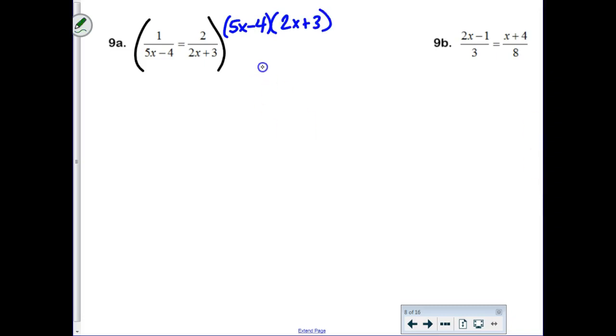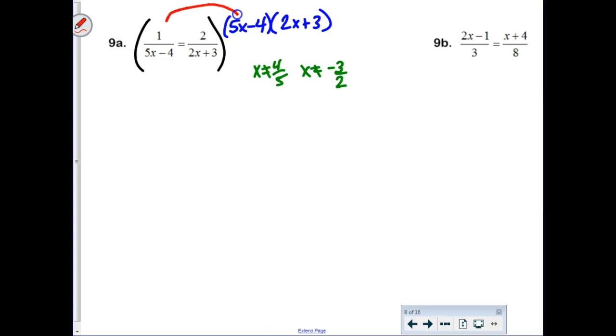Real quickly, before I do any work, I should make a little note that x can't be, let's see, if I set this one equal to 0 or this one, you'd get 4/5. And x can't be -3/2. So if we don't get either one of those answers, we're going to keep our answer.